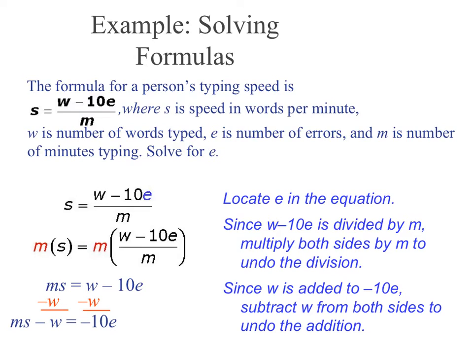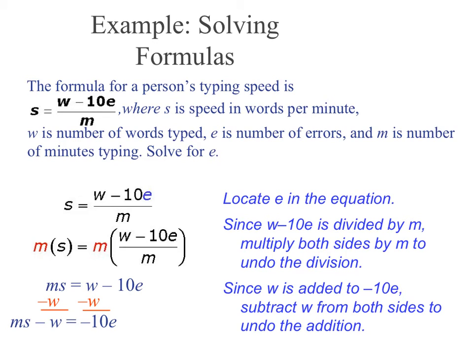Well, I recognize that there's a fraction bar, and a fraction bar is a grouping symbol. So the first thing I want to do is get that M out of the denominator so I don't have to deal with fractions anymore. So I multiply both sides by M. Now I have MS equals W minus 10E. Moving from far away from the E to close to the E on the same side of the equation, that W is the next thing I want to deal with. Now you might notice that W is involved in subtraction with the 10E. But the key here is the W is positive, so we want to subtract it to undo it. So we subtract W from both sides, and then we're left with MS minus W equals negative 10E.